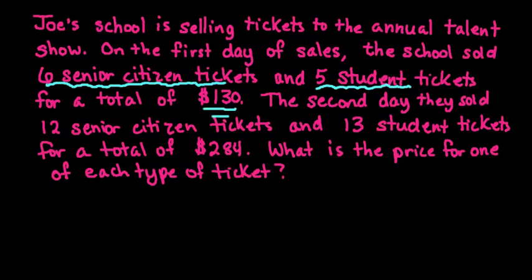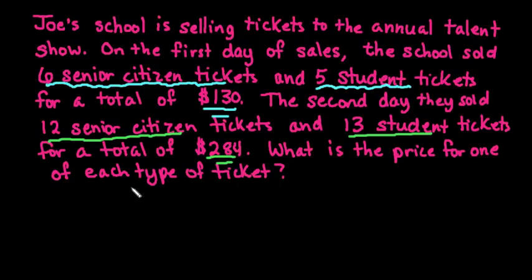The second day, they sold 12 senior citizen tickets and 13 student tickets for a total of $284. And what it asks us to find is the price for one of each type of ticket. So we're trying to figure out what is the cost of one senior citizen ticket and what is the cost of one student ticket.